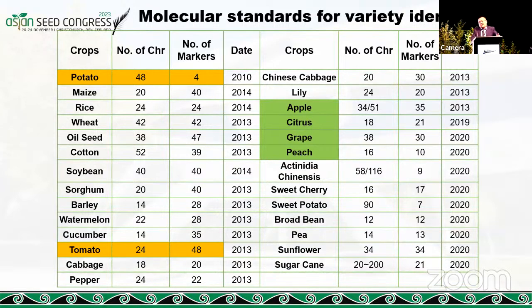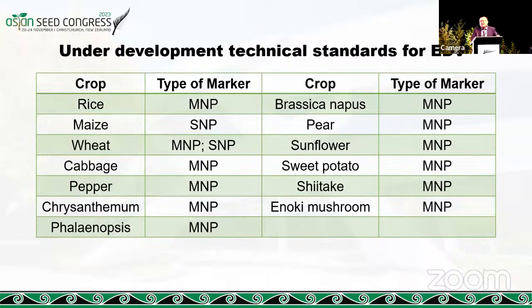So in this case, we are trying to develop new technical standards for EDV assessment. Here we use SNP markers and also MNP markers. For example, for rice, these standards have been reviewed by a group of experts. In these standards, we use 1,000 MNP markers, while for the maize crop, we use a microarray containing 14,000 SNP markers.